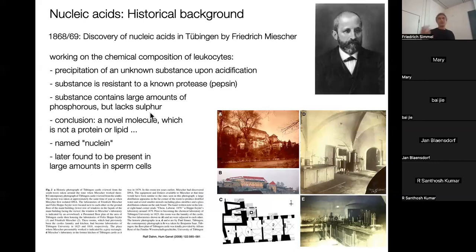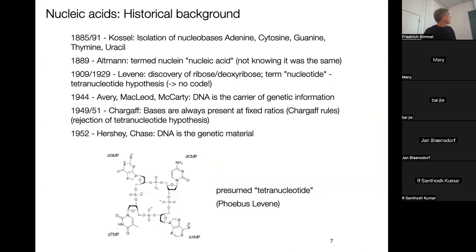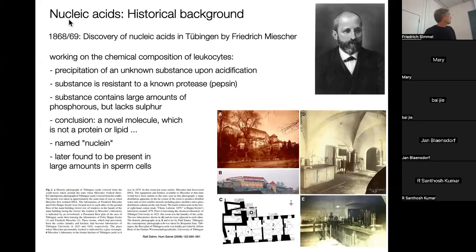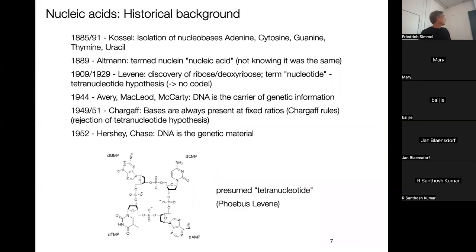It was also kind of clear that it's not a lipid. And therefore he called it nuclein. I actually don't know why he chose that name, but it was clear there is a biological material that's not a protein and not a lipid. And he called it nuclein at this point. So that was about 68, 69.